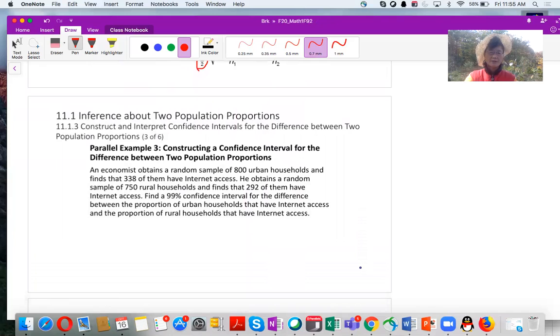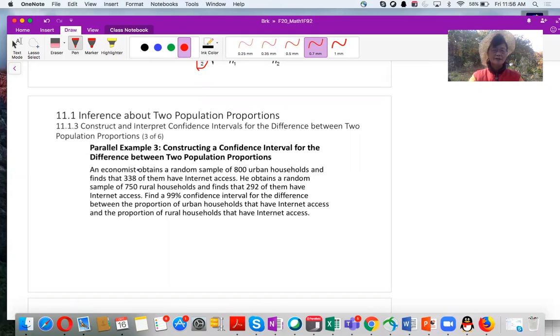This is an example. This example is similar to the example we just went through, but without the keyword greater than. That means this is not a one-tailed test. This is a two-tailed test. That's why we can use a confidence interval. It's exactly the same numbers.